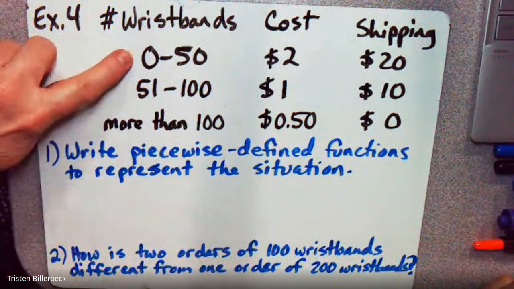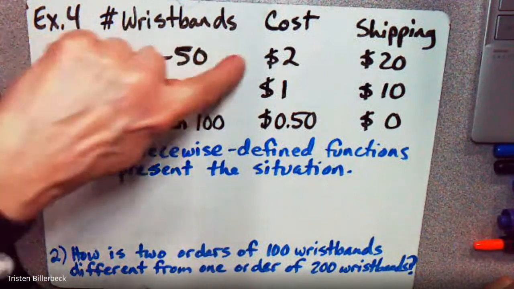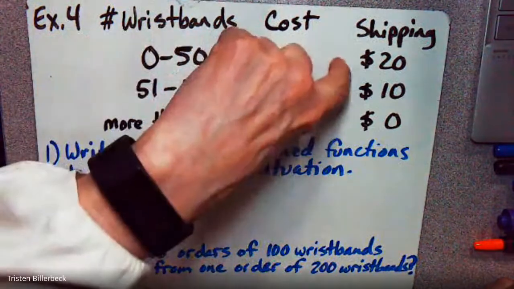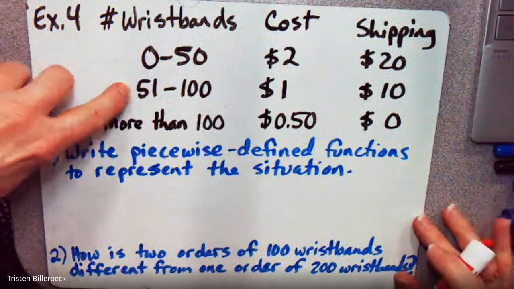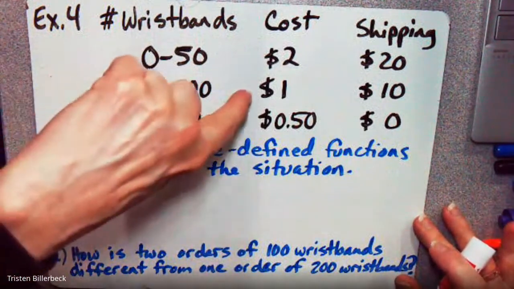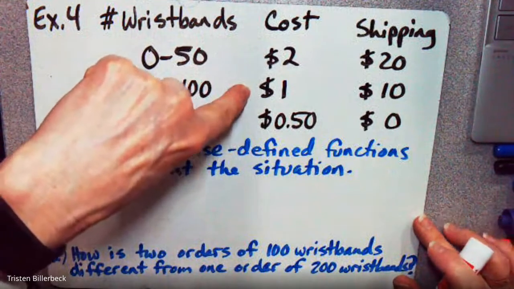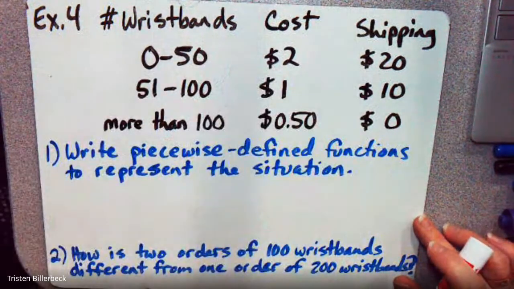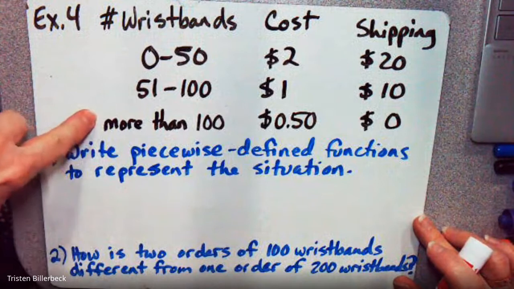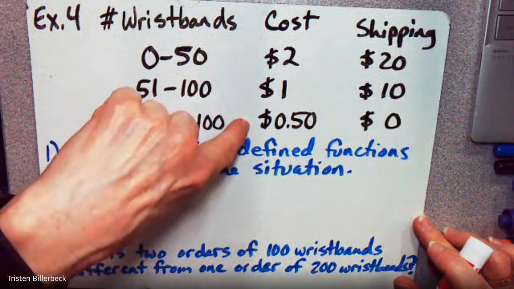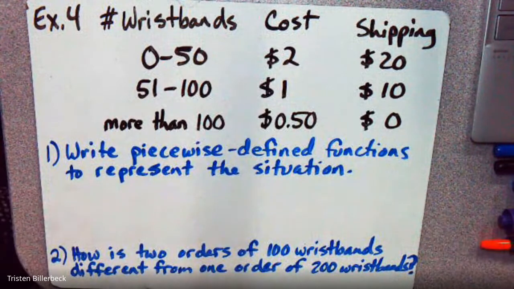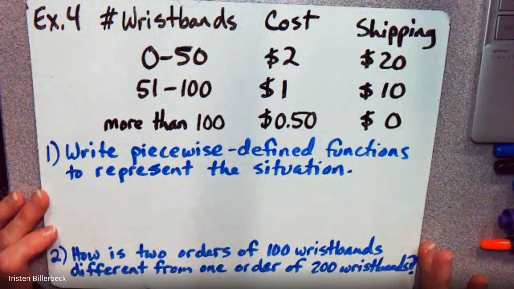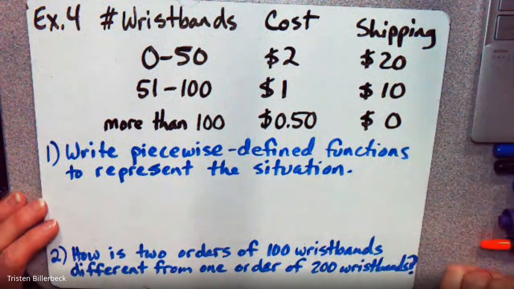If you ordered 0 to 50 wristbands, then it would cost $2 each, and then they get you with some shipping of $20 for that. If you order 51 to 100 wristbands, then the wristbands cost $1 each, and the shipping's $10. However, if you order more than 100, the cost of the wristband is 50 cents, and there's no shipping. I'm sure you've seen things like this if you're doing any kind of fundraising when you're buying things in bulk. So these are piecewise defined functions.